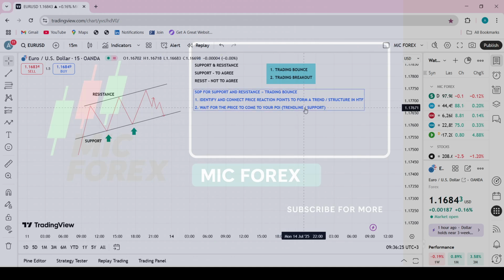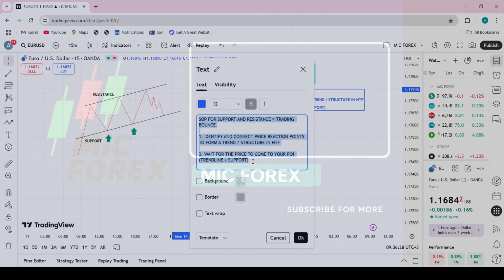Point number three, drop to a lower time frame. Let me write that for you.